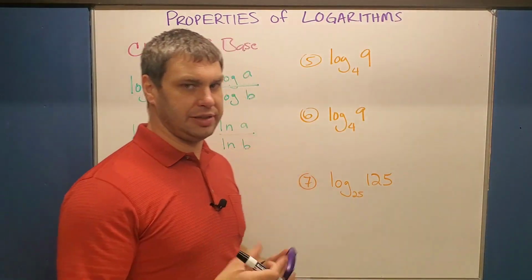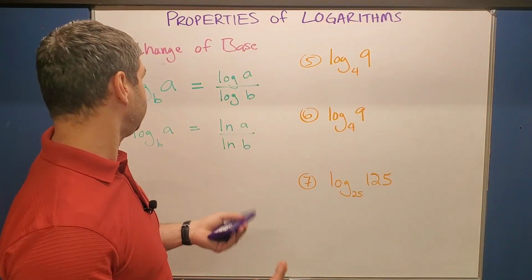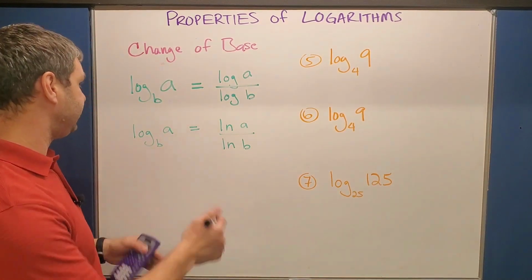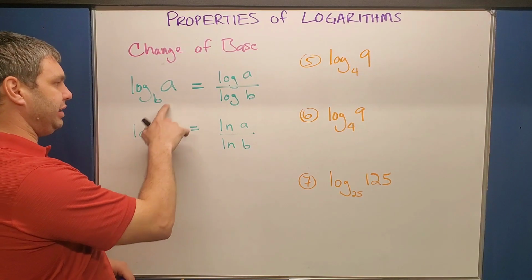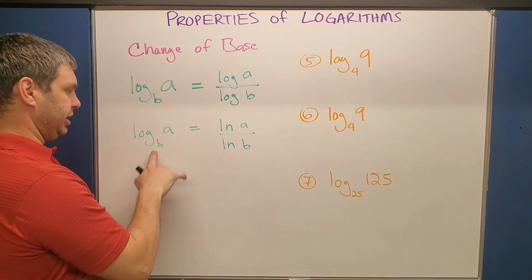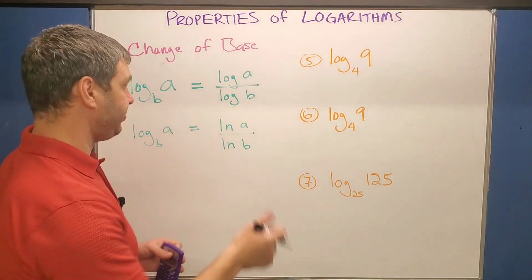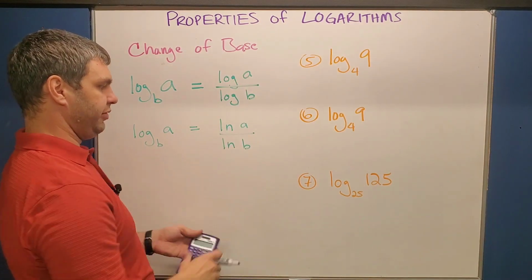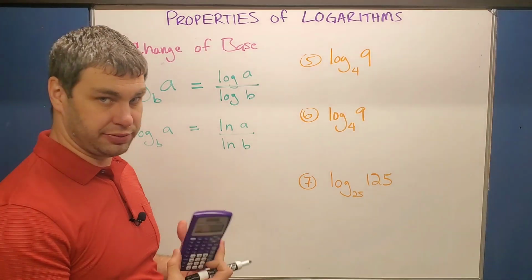All right, the last property of a logarithm that we're going to learn today is what's called the change of base formula. Okay, and this one can be done one of two different ways. So whether you're given log base b of a, it can either be log of a over log of b, or you could use the natural log of a over the natural log of b. So you're going to need a calculator for this.